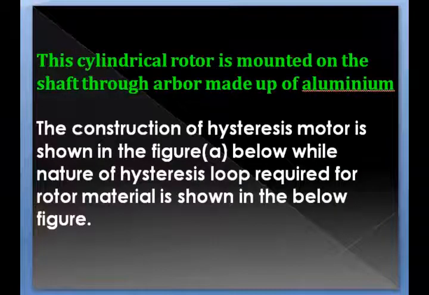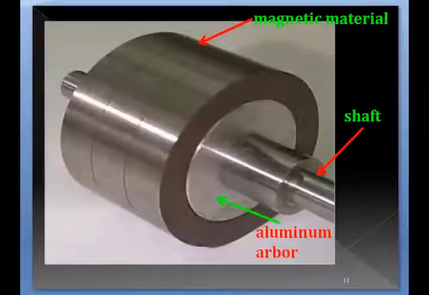The rotor is mounted on an aluminum bar. In this image, you see the aluminum bar which is pointed by the green arrowhead. Here, the top, the magnetic material is pointed. Here, the shaft.